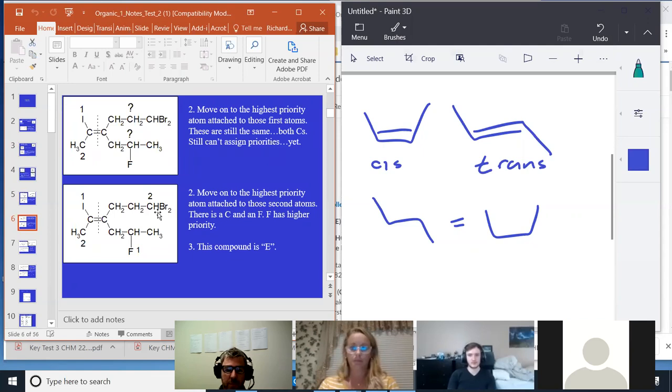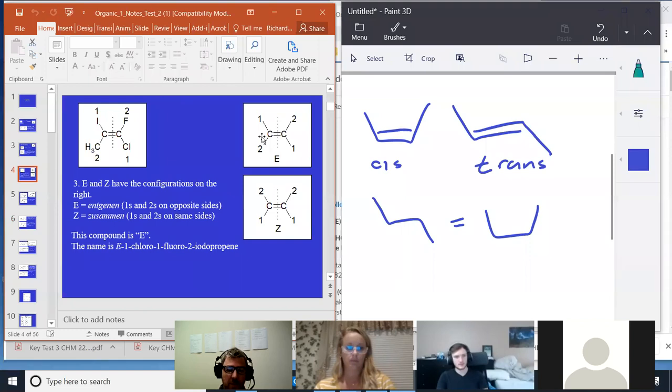When you say priority, is that in reference to naming the compound? Yeah, it's so we could figure out where the ones and twos are in relation to each other. So back to what I was saying earlier, if the ones are on the opposite sides, it's E. If they're on the same side, then it's Z.